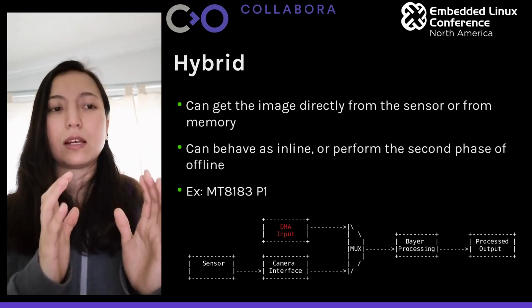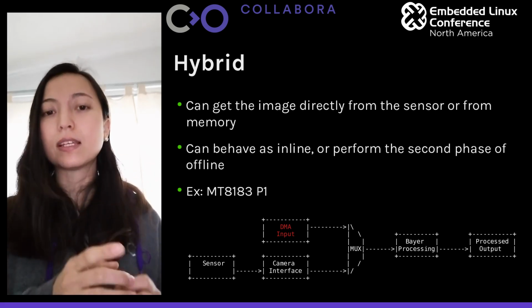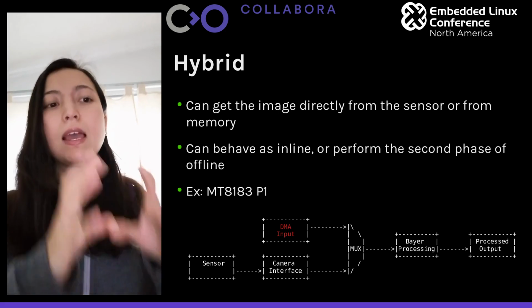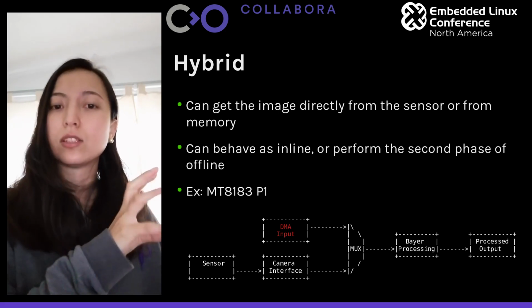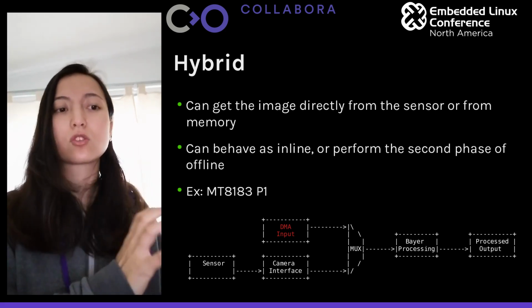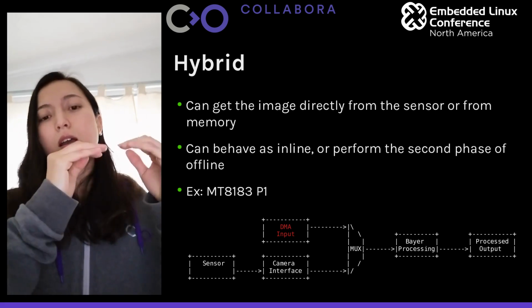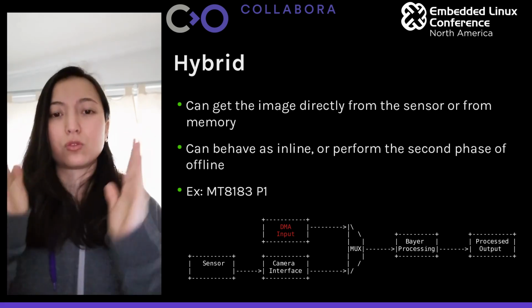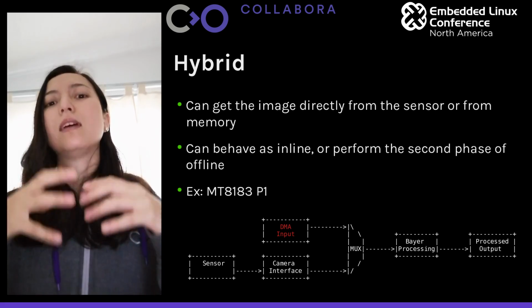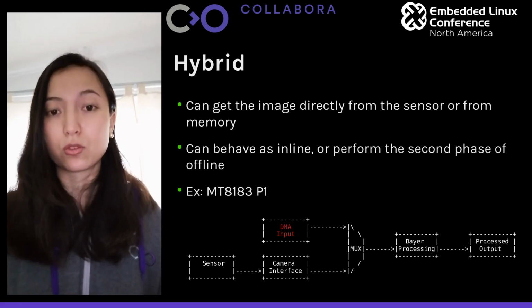One is represented by the DMA input there, which is the memory, and the other one is a connection directly from the sensor, the sensor camera interface. This data goes to the binary processing and then it reaches memory for user space.